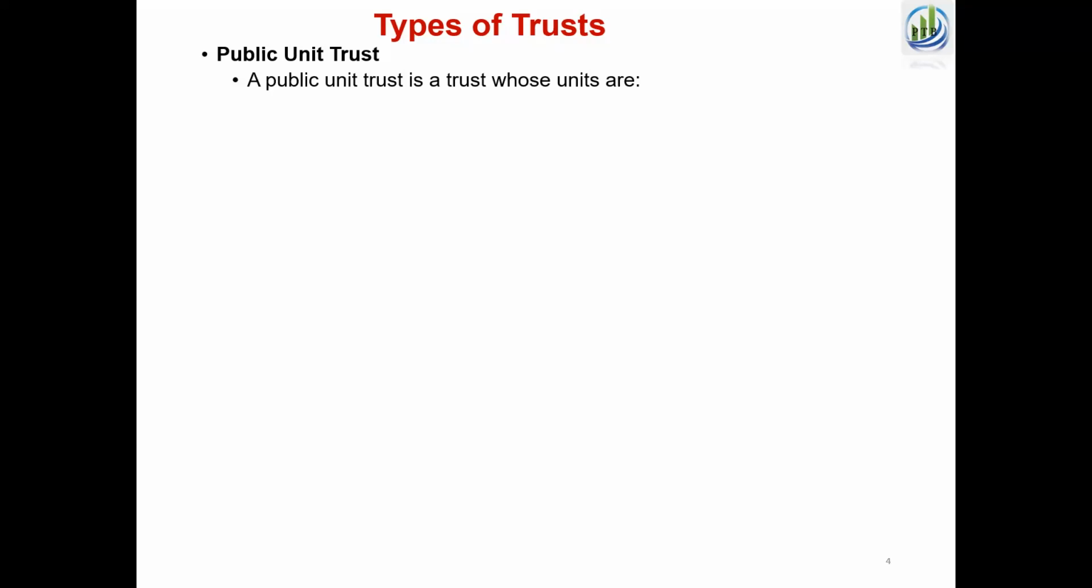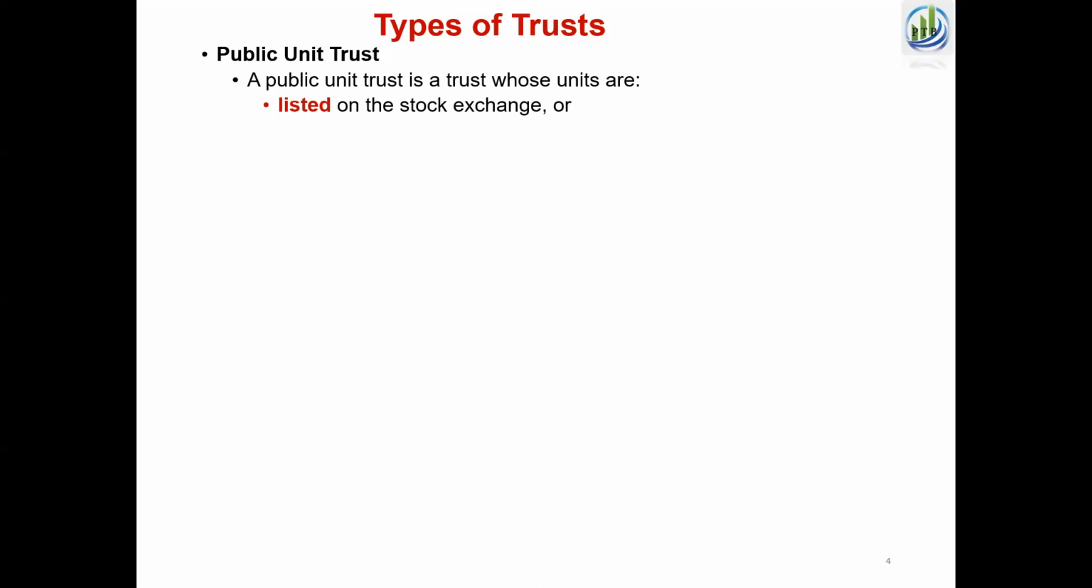So the units will sometimes be available on the stock exchange. You can buy through the stock exchange. If it is listed on the stock exchange, we call it a listed public unit trust. What's the meaning? It's a public trust. Anyone can buy that unit. It is available on the stock exchange. If it is available on the stock exchange, that's called a public unit trust, right?